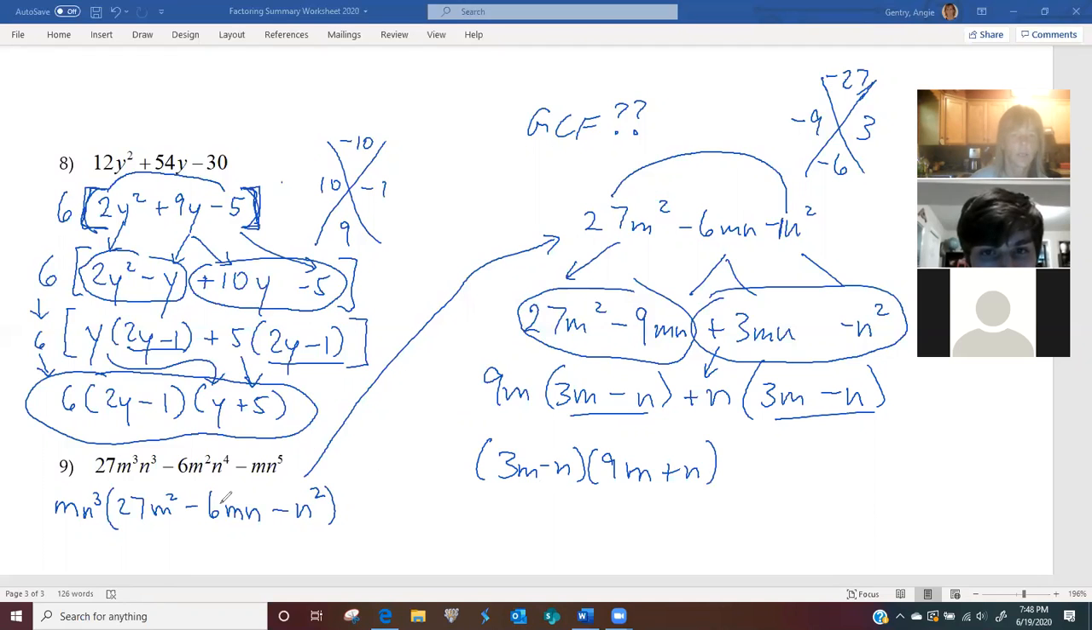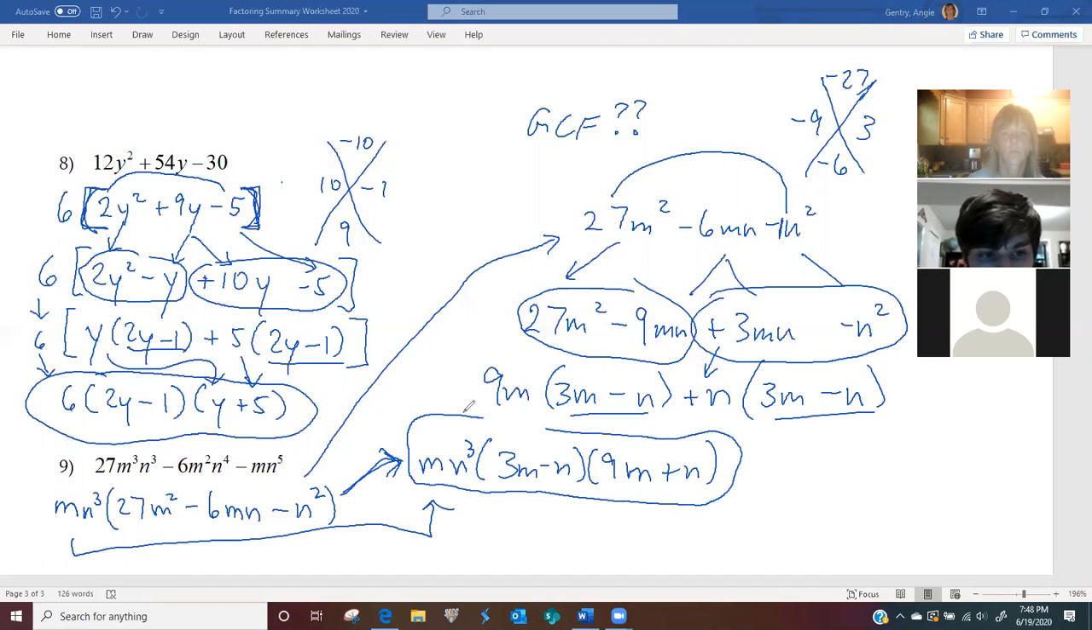So then actually I'm going to come over here because I'm too lazy. And I'm going to bring that GCF right there into my final answer. So that's about as ugly as it gets for the trinomials with leading coefficient not 1 for now.